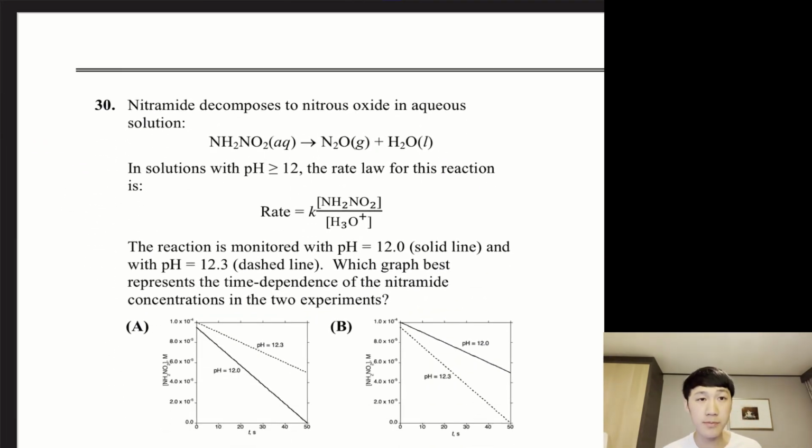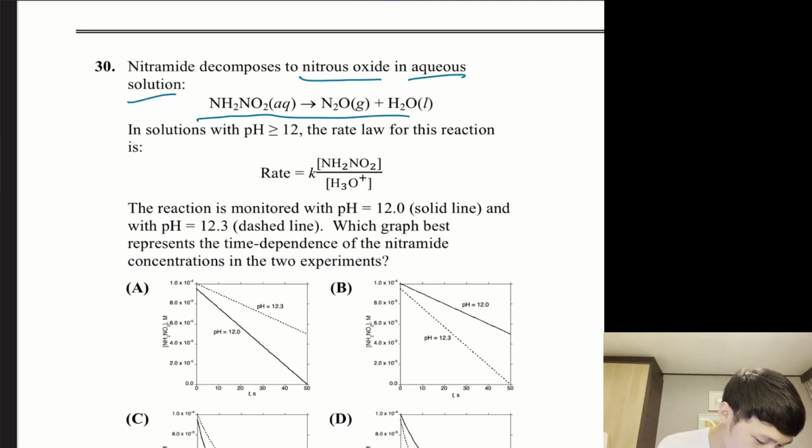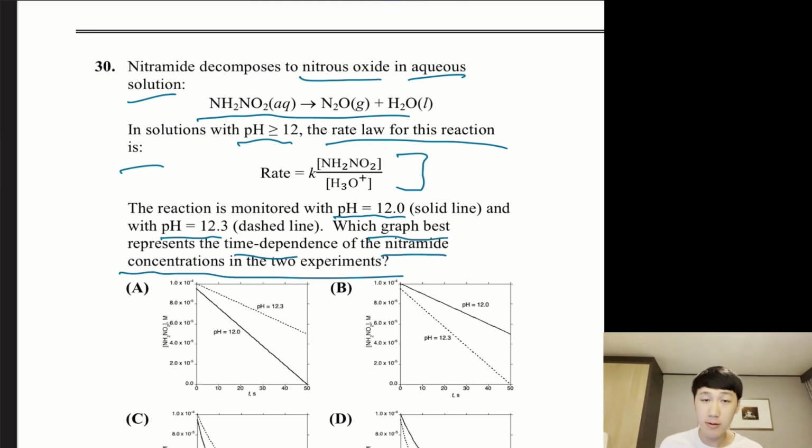All right, last problem for this section. Problem 30. Nitramide decomposes to nitrous oxide in aqueous solution via this reaction. In solutions with pH greater than or equal to 12, the rate law for this reaction is the following. The reaction is monitored with pH equals 12.0 and pH equals 12.3, which graph best represents the time dependence of the nitramide concentrations in two experiments.